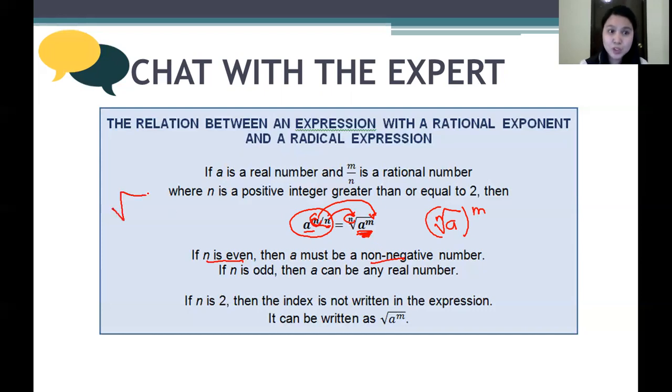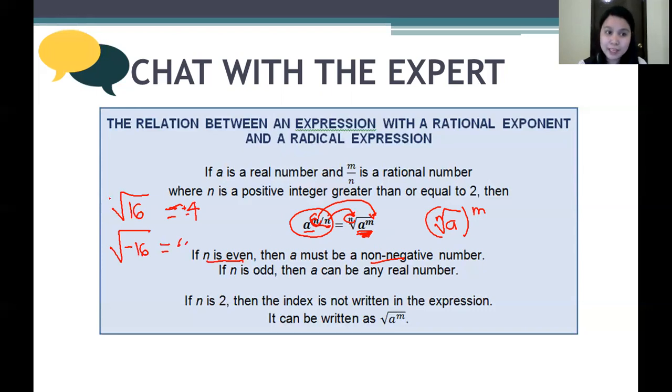Remember, square root of 16. The answer is plus and minus 4. But if we have square root of negative 16, the answer becomes imaginary.